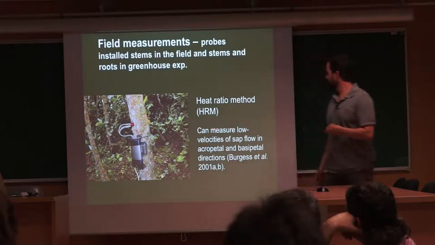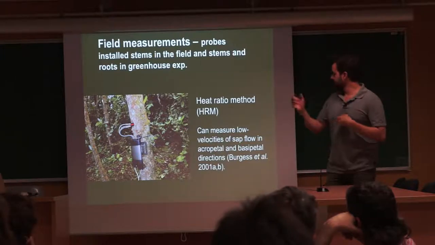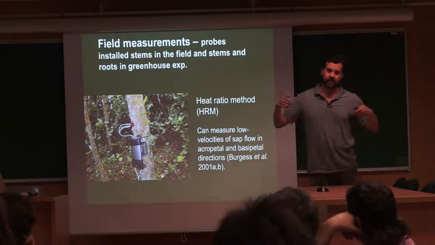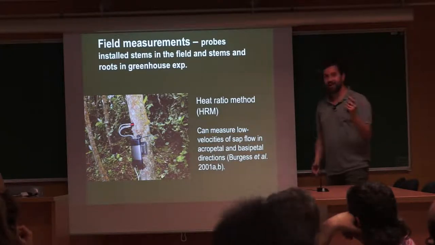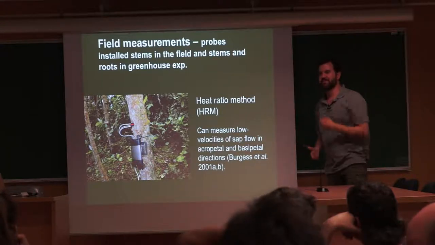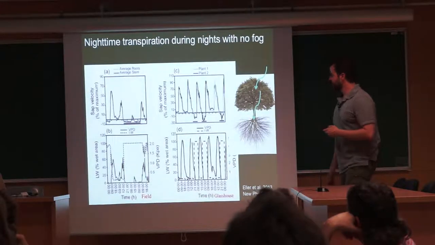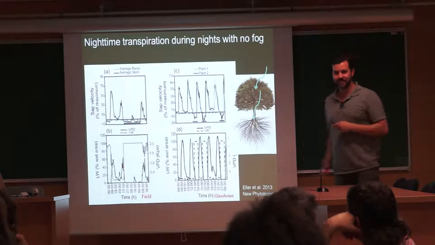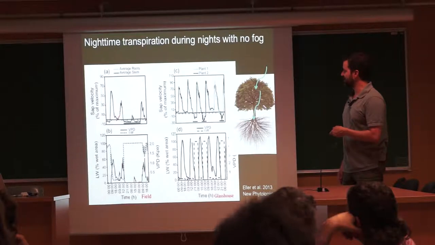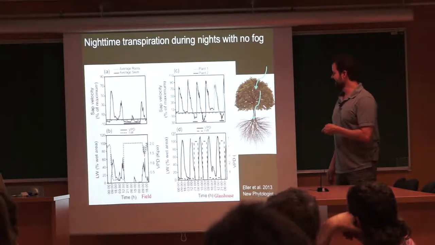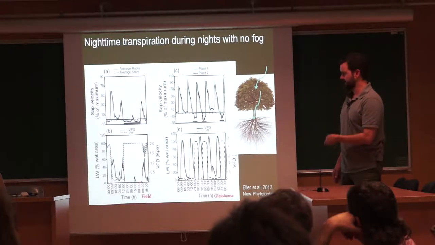With this method, we can measure not only low velocities of sap flow, but we can also measure in both directions. So we can tell if water is moving towards the leaves, or if there is any kind of reversal; we can also document the reversals in sap flow. So what I want you to pay attention to in this figure, there's a lot of information here, go through these figures. The first thing is that those are all sap flow of a species. This is under a greenhouse experiment, these two plots, and this is under field conditions, okay?